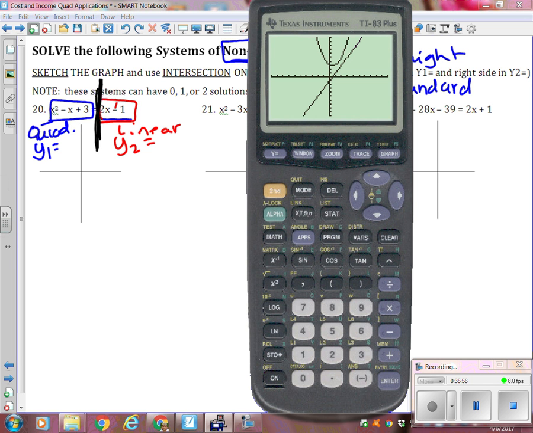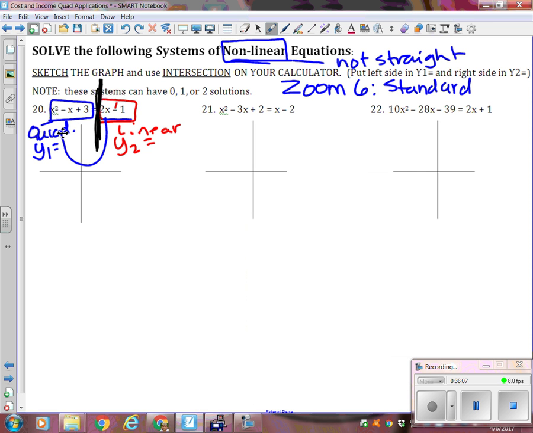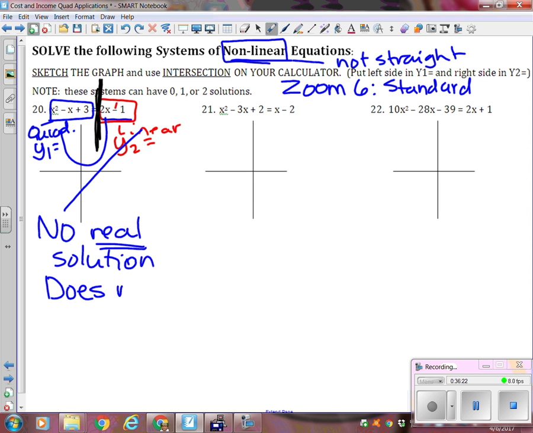These are going to be some that you do not have to work out. You're going to see the answer on the screen. Do these two lines even intersect? No. Okay, sketch it out on your paper. This one has what? Why do you think it has no real solution? They do not touch. They do not intersect. That's number one. Nothing to work out.